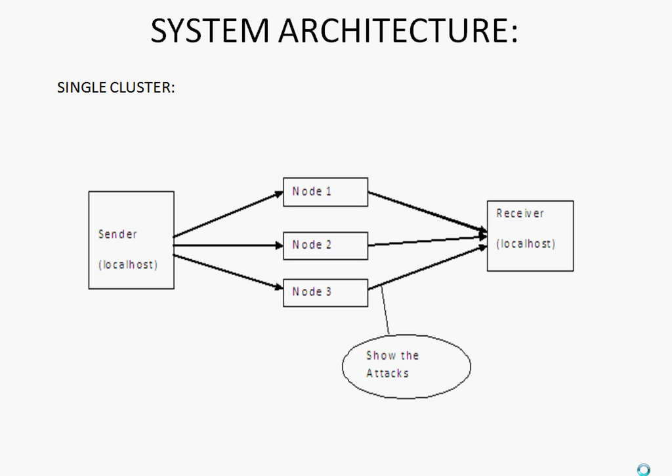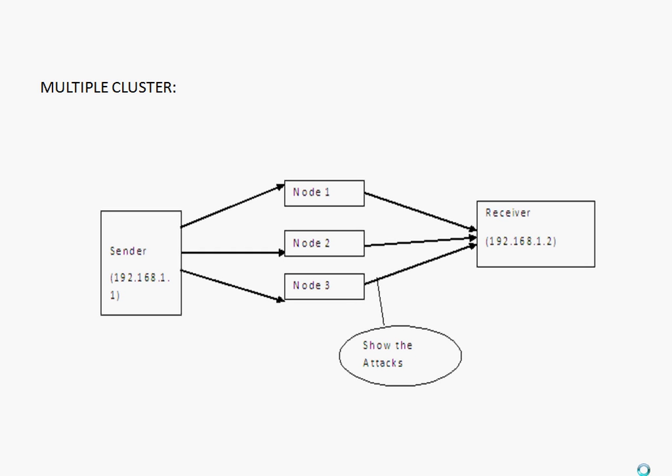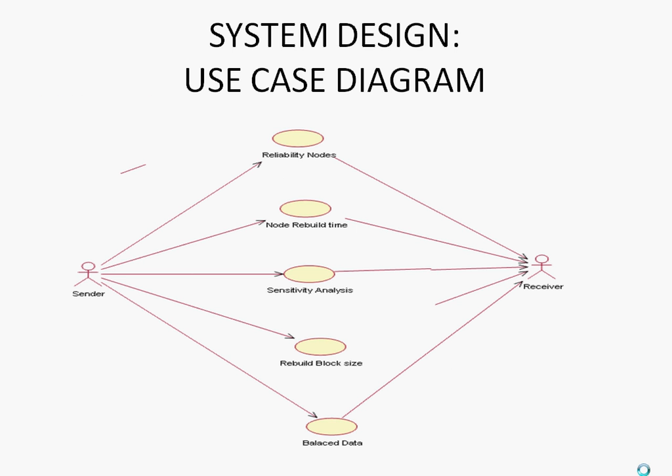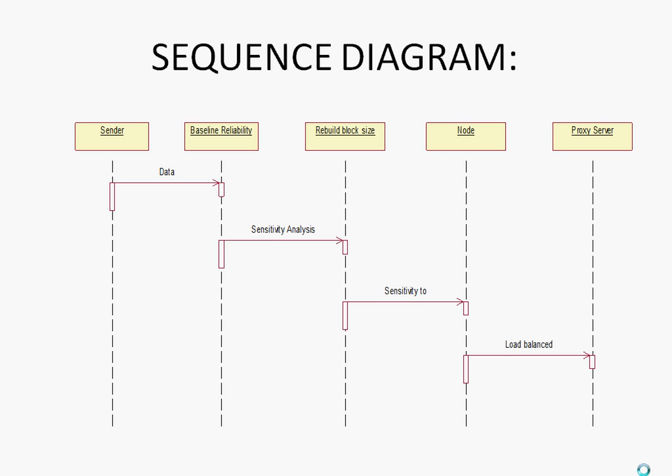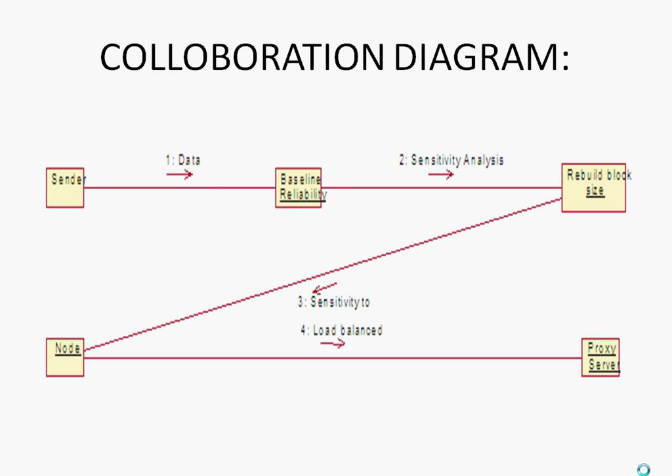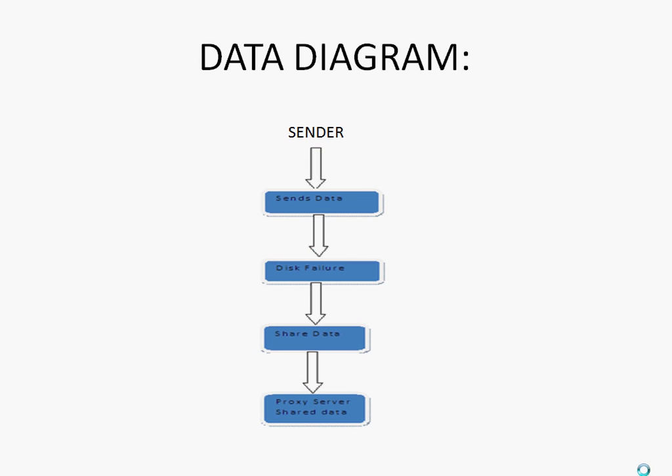System architecture. In the system architecture, we are using two algorithms, single cluster algorithms and multiple cluster algorithms. In the single cluster algorithm, the sender will send the message to the receiver by using node 1, node 2, node 3. In the multiple clustering algorithm, the sender will send the message to the receiver by using node 1, node 2, node 3, but it will show the attacks. Who will find out the error? System design: use case diagram, sequence diagram, collaboration diagram, activity diagram, data diagram.